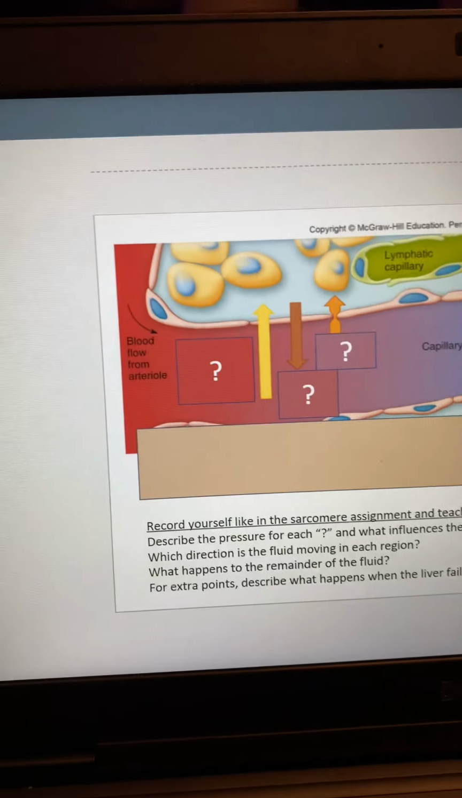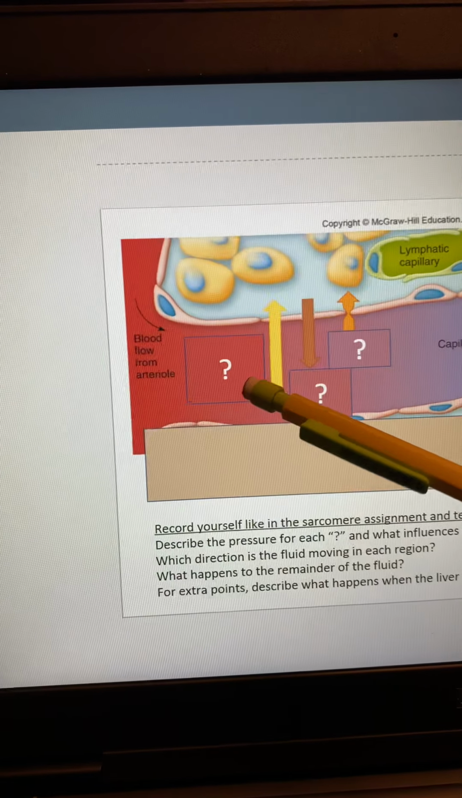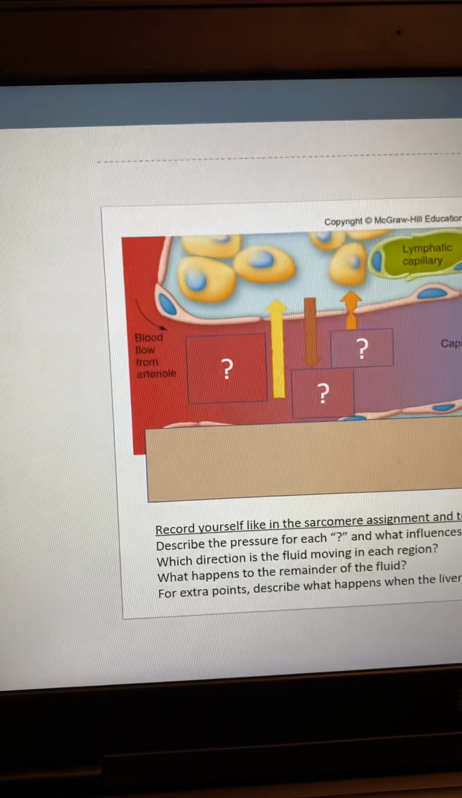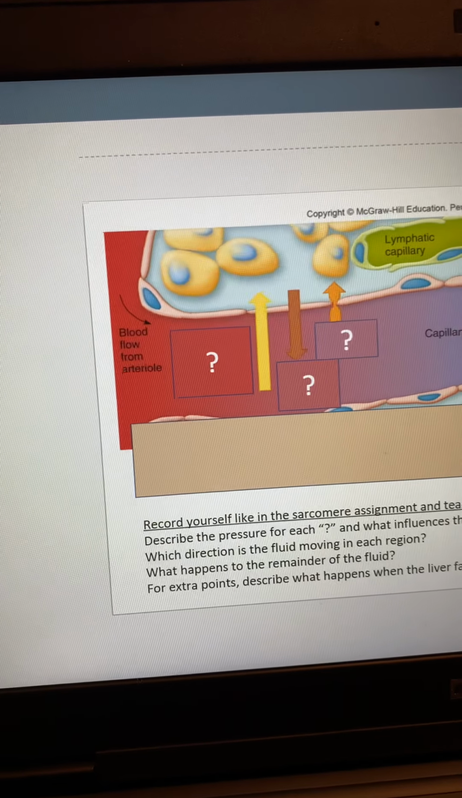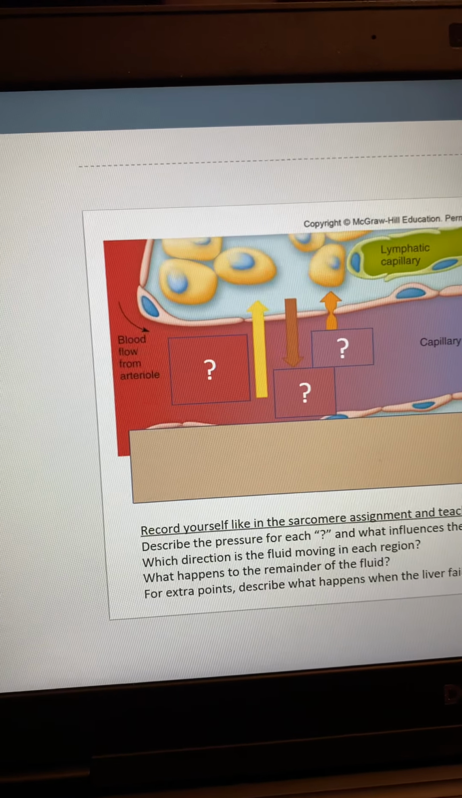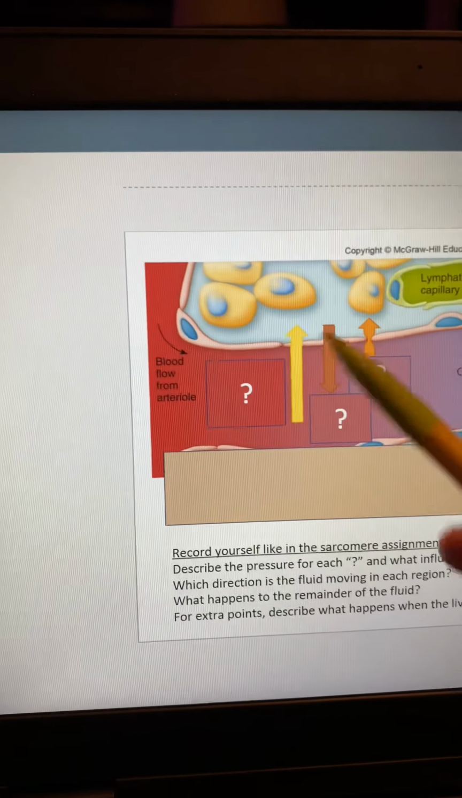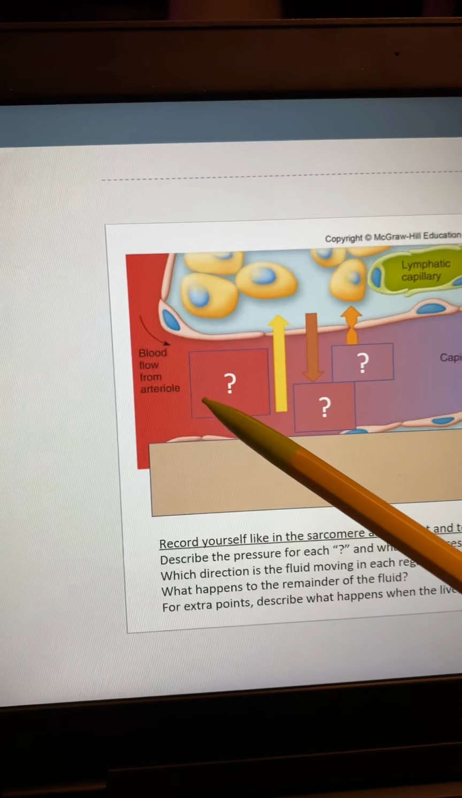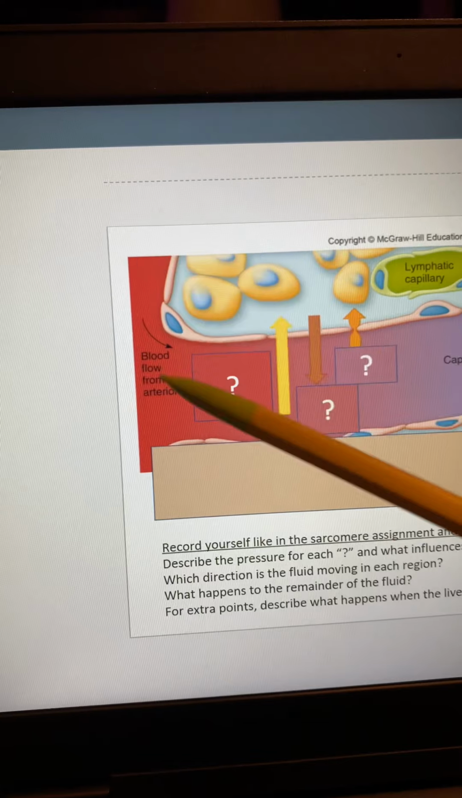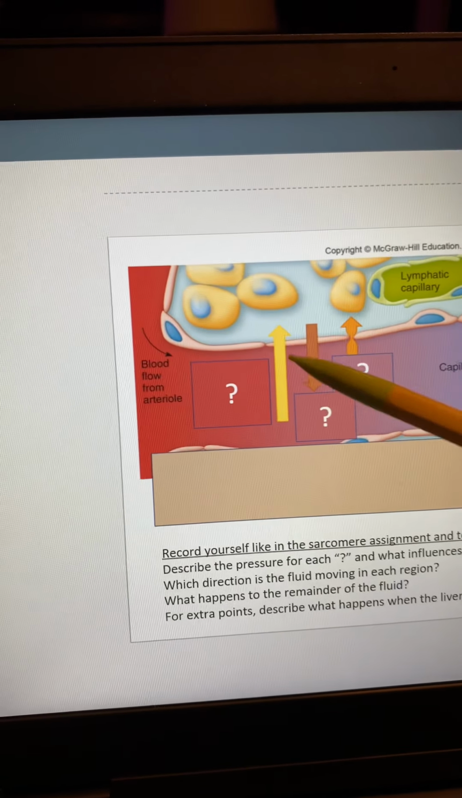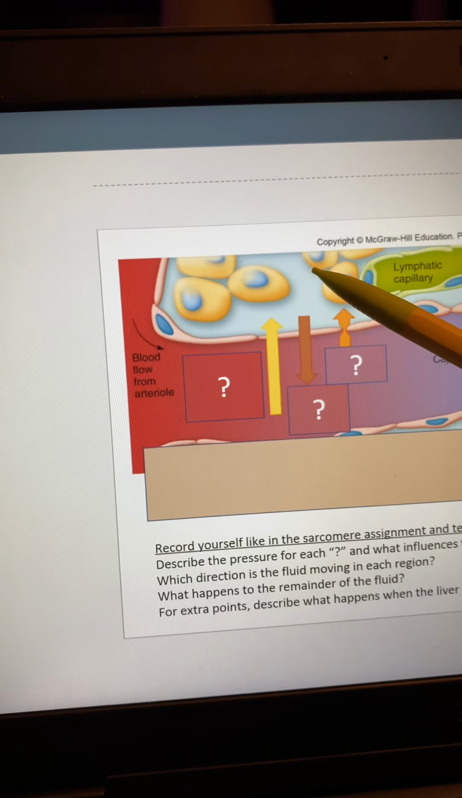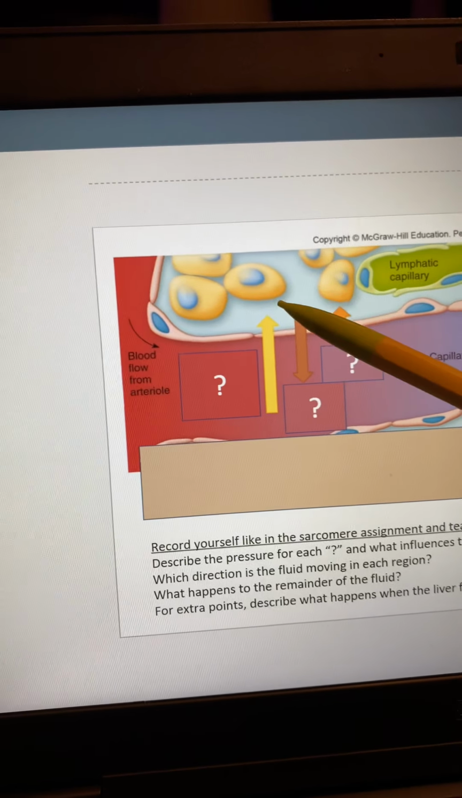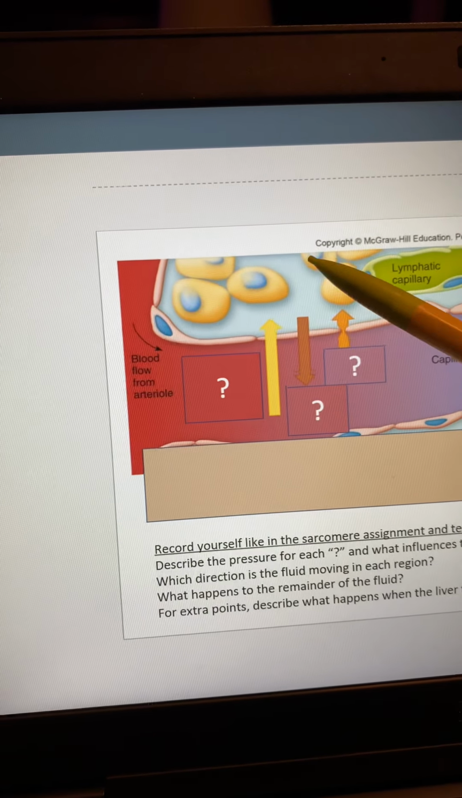This first box is the hydrostatic pressure. That's going to be 35 millimeters of mercury. That force is going to be caused by the flow of blood. It's going to be leaking through the capillary bed into the interstitial fluid.